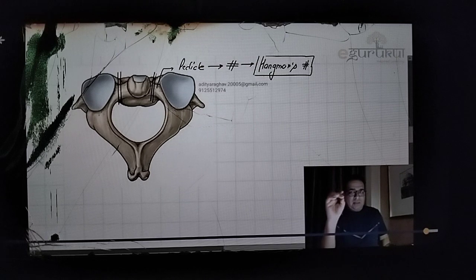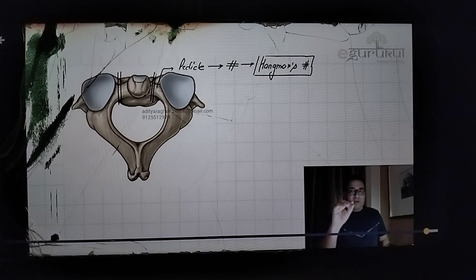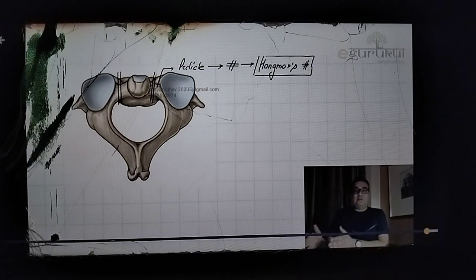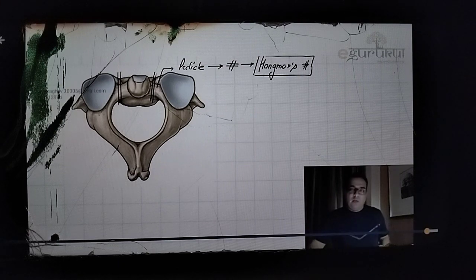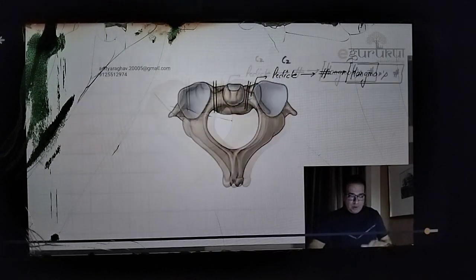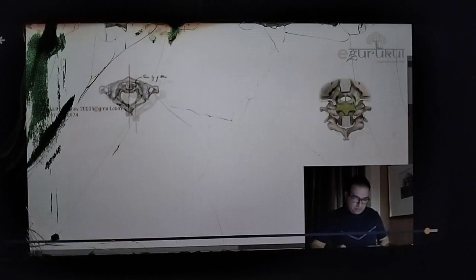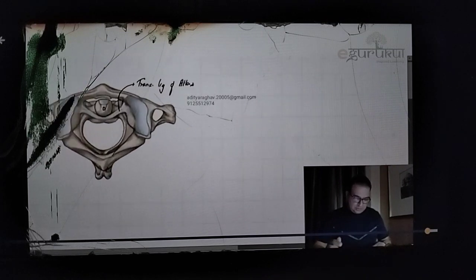But I tell you something: when a person dies by hanging, it's not because of this hangman's fracture. Even so, we call it a hangman's fracture. So what is it that actually kills the person when somebody is sentenced to death? Let me use that picture to explain that. Look at this.